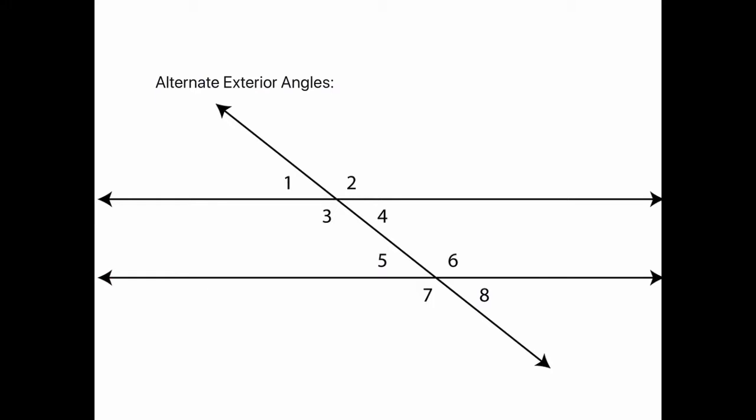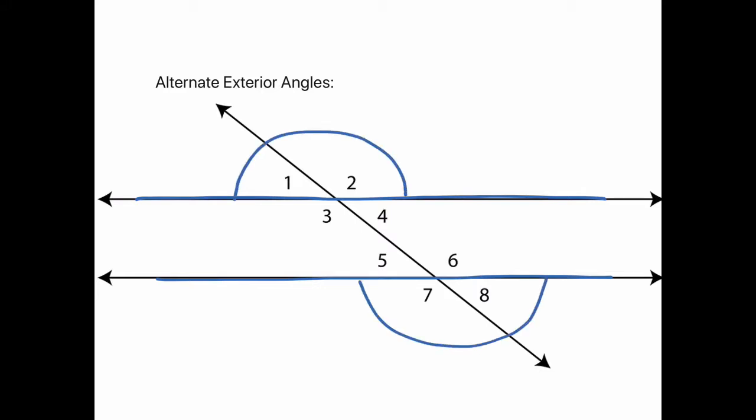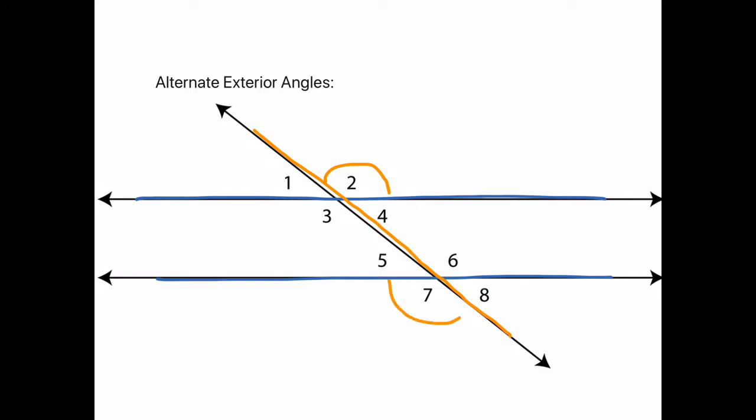All right, now we move to our exterior angles. So remember, exterior meaning outside of our parallel lines. So we're talking about angles 1 and 2 and angles 7 and 8 here. Those are exterior angles. And alternate exterior angles would be on the opposite side of the transversal here. So angle 2 is alternate exterior to angle 7. And angle 1 is alternate exterior to angle 8. Remember, all alternates are also congruent.